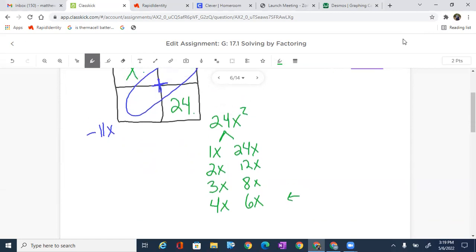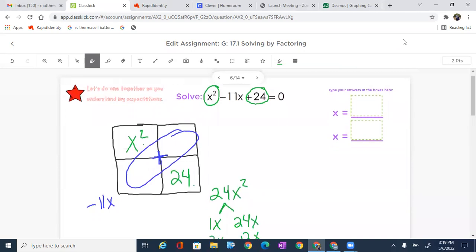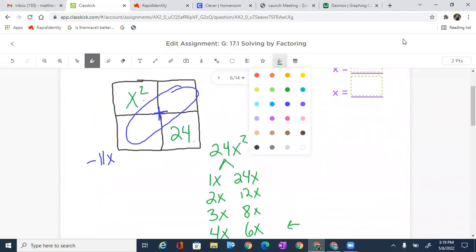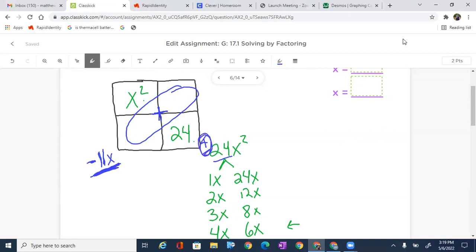So once we have this list, what we need to do is we are going to look for the set that gets us a negative 11x. So that means I have to pay attention to, because we have a negative 11, how this works. We multiplied to a positive number, but they're going to add to a negative number. Well, that must mean that in order to multiply to a positive but add to a negative, both numbers must be negative. Okay, so both numbers are going to have to be negative.